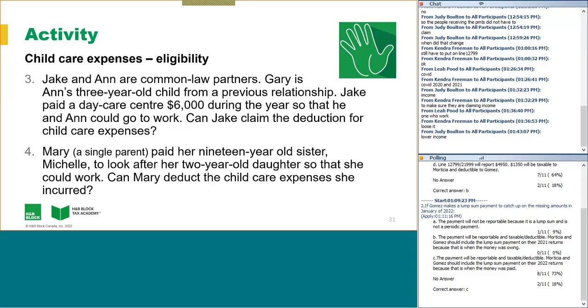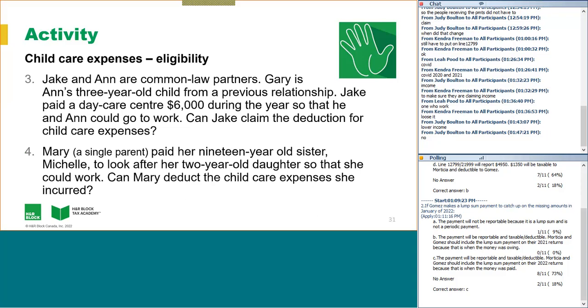All right, Mary's a single parent. She paid her 19-year-old sister, Michelle, to look after her 2-year-old daughter so she could work. Can Mary deduct child care expenses she incurred? She's paying it to a sister, but her sister is 19. So in this case, yes. What if her sister was under 19? In that case, would she be able to claim it? This one I'm going to ask you guys. If she's paying her sister and her sister's under 18, no. So in that case, it would be no. In this case, it's yes. And of course, Mary needs to declare the income on her tax return. So you need a receipt and you need a SIN number.